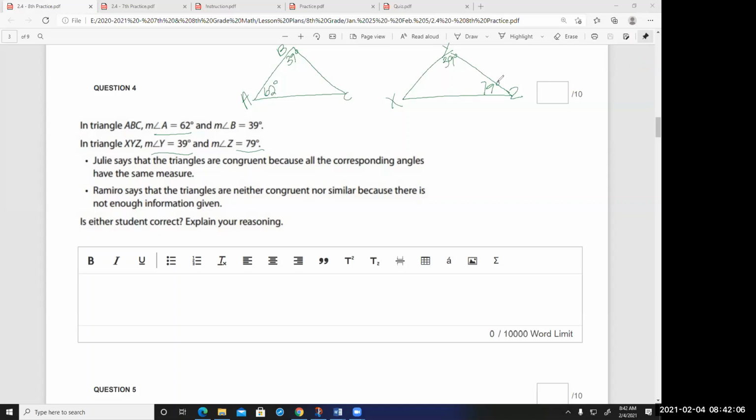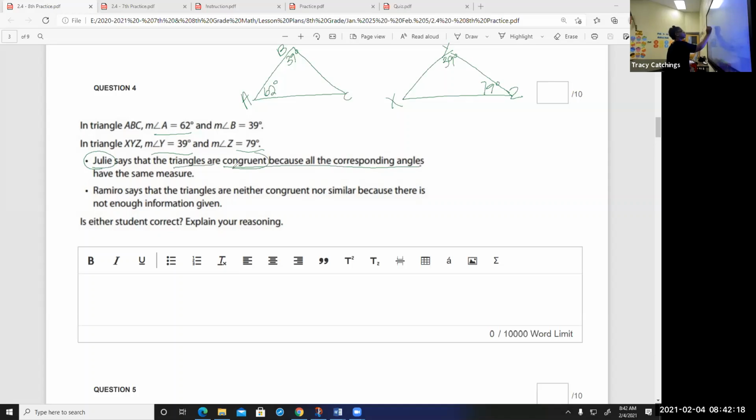Julie said that the triangles are congruent because all the corresponding angles have the same measure. Julie says all the triangles are congruent because the corresponding angles are the same. I got 62 and 39 in one, and I got 39 and 79 in the other. How can I prove that all my angles are the same?